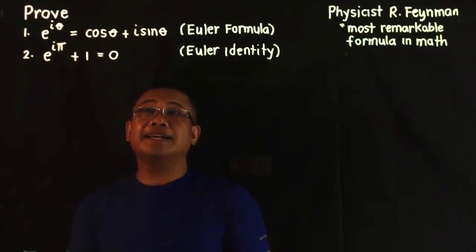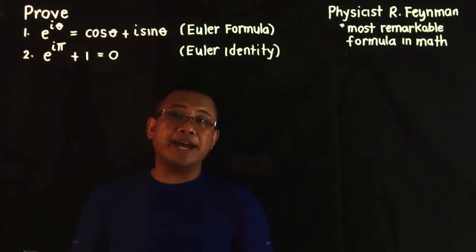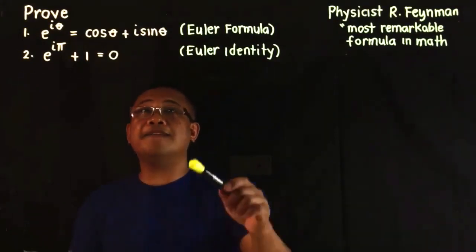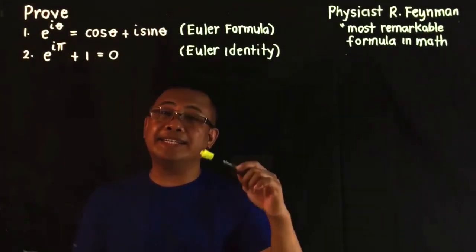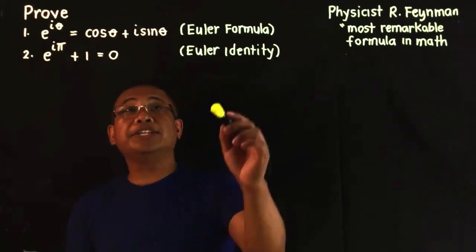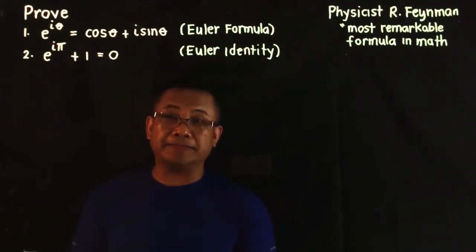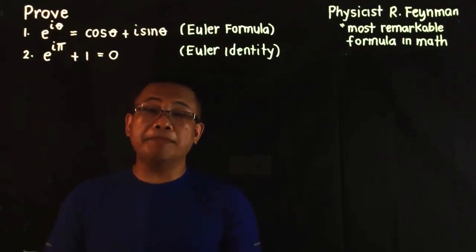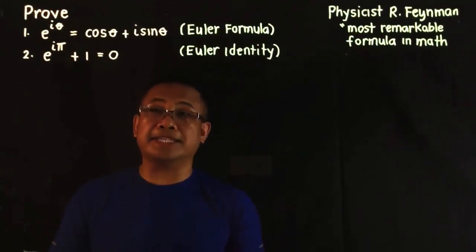And normally, this Euler formula is derived using power series and the Maclaurin expansion of sine, cosine, and the number e. But in our video today, I'm going to use a first order differential equation in order to prove this Euler formula. So let's begin by recalling how to represent a complex number in a complex plane.